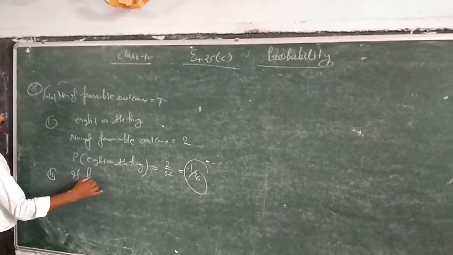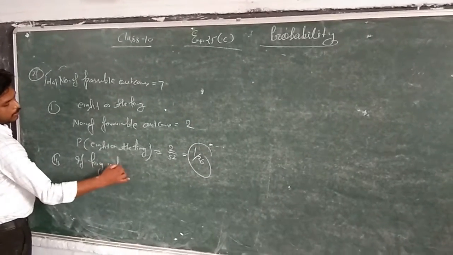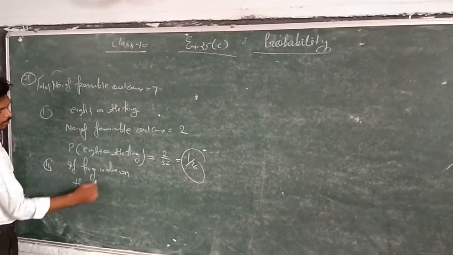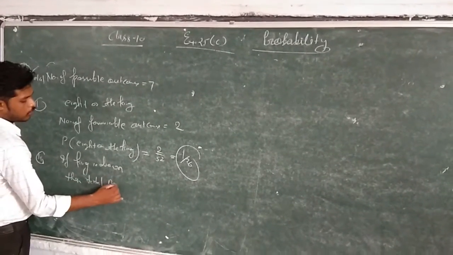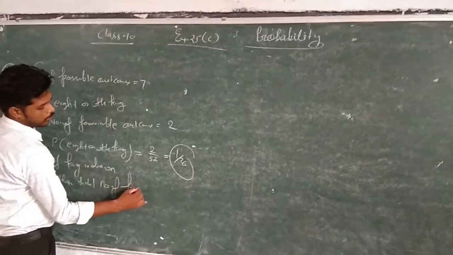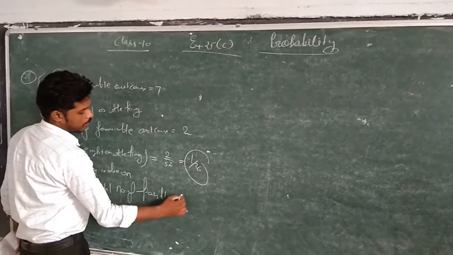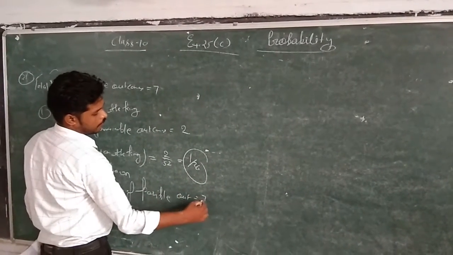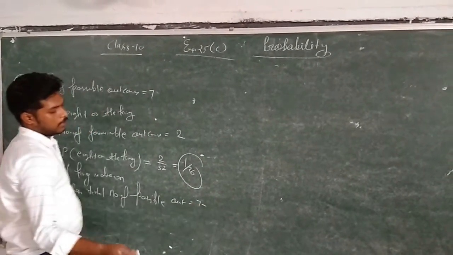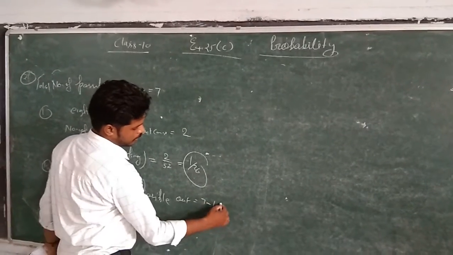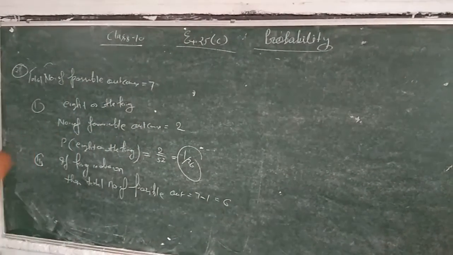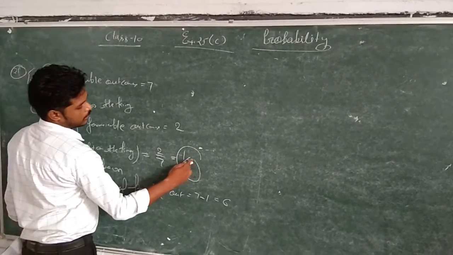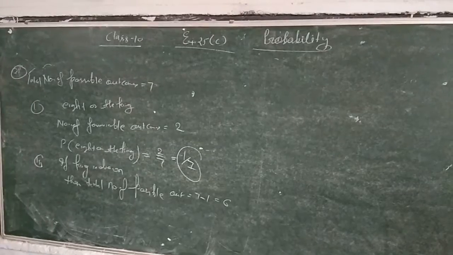if king is drawn, then total number of possible outcomes is 7 minus 1 is equal to 6. Sorry, there is one mistake I have done in a previous question. Here total number is 7, so there is 1 upon 7.